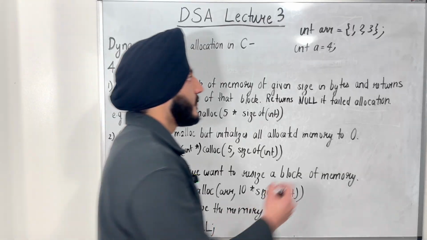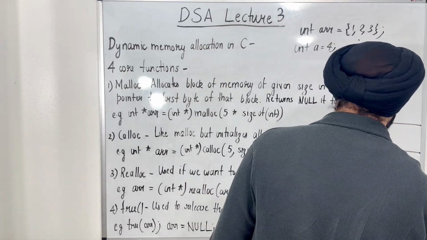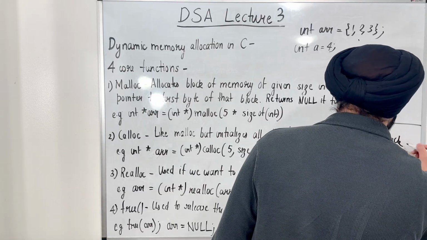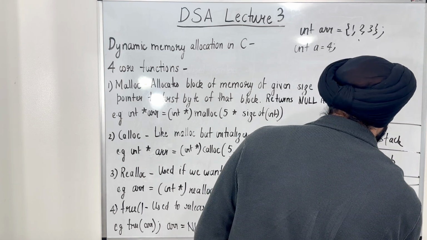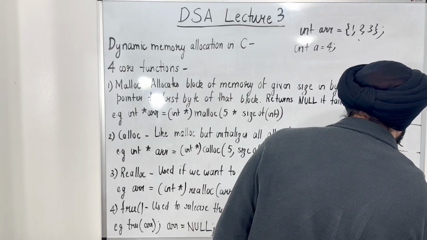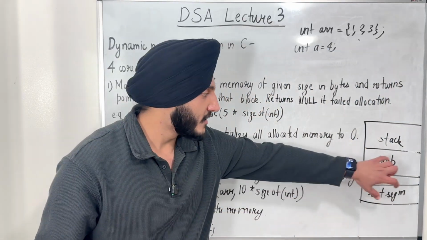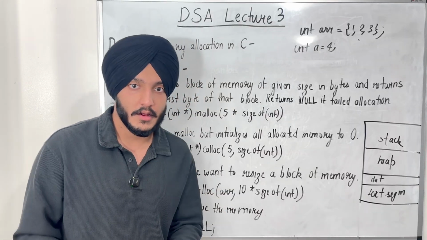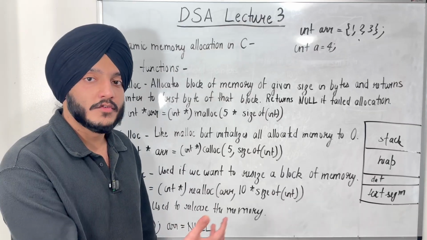So we basically have something like, we have stack, we have heap, we have data segment, and then we have the text segment as well. This is again a very basic diagram of it, but the point of this video is that we need dynamically allocated memory. In a lot of cases we don't know exactly how much memory we need, and we don't want to waste too much memory in the beginning.